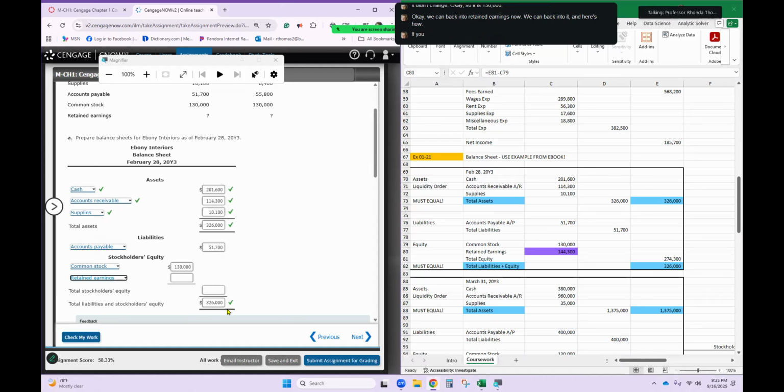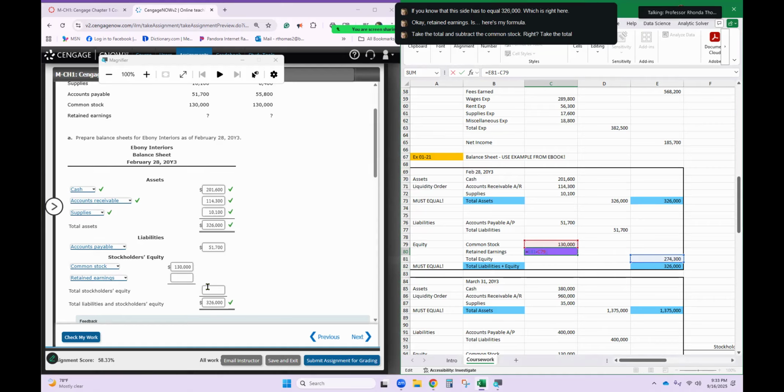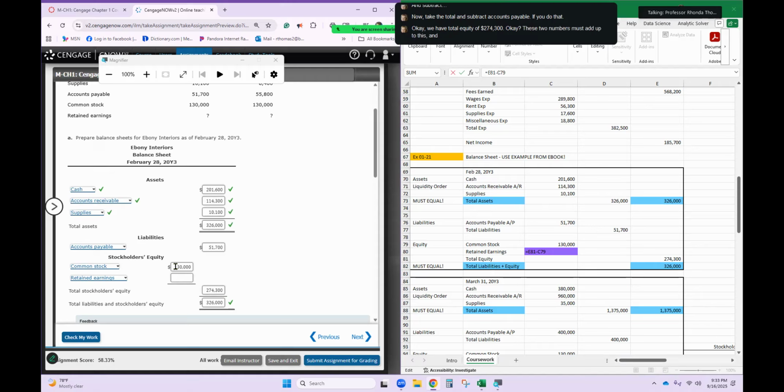If you know that this side has to equal 326,000, which is right here, retained earnings is, here's my formula. Take the total and subtract accounts payable. If you do that, we have total equity of 274,300. These two numbers must add up to this. And now you can back into the retained earnings.